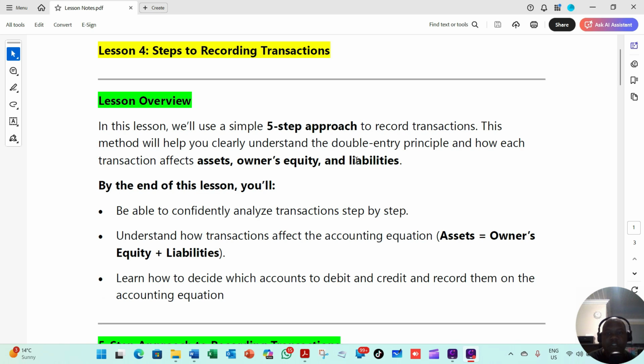So we have a 5-step approach to identifying transactions, to recording a transaction in a financial statement or the accounting equation. So the 5-step approach goes like this. But let me first emphasize this.